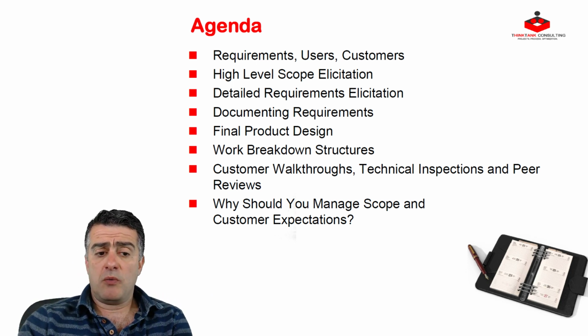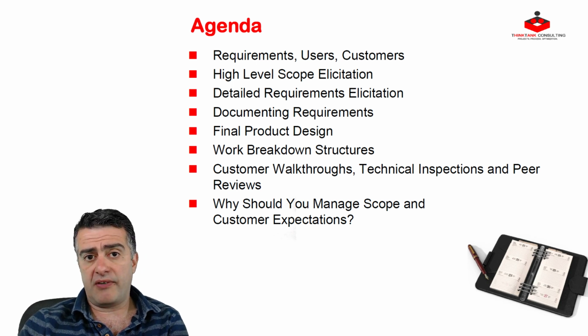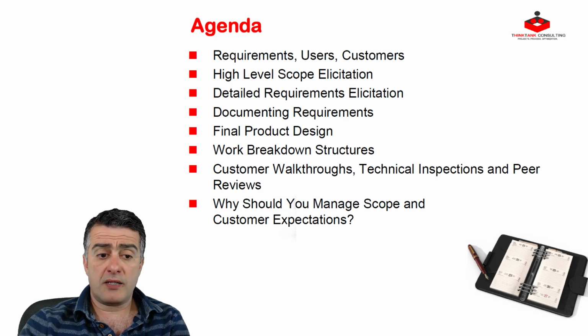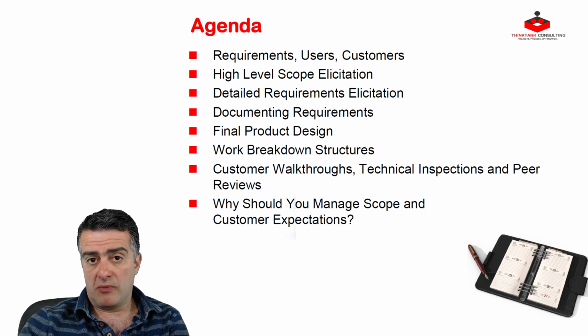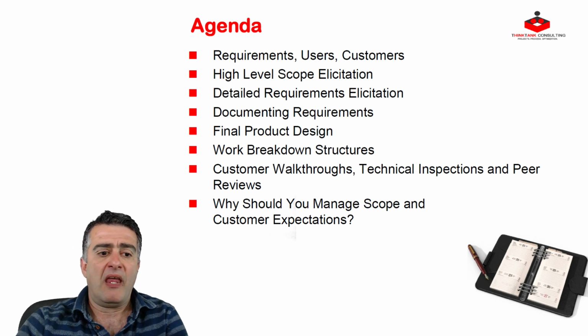Once done with that, we will start talking about high-level scope elicitation. How do you walk around gathering high-level features of your future product? In the next module, we will talk about detailed requirements elicitation. How do you elicit functional, non-functional, detailed technical, or detailed business requirements?